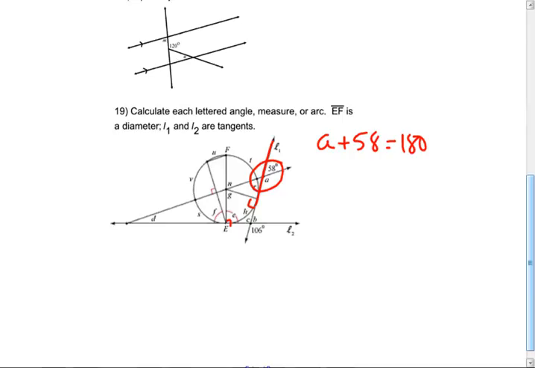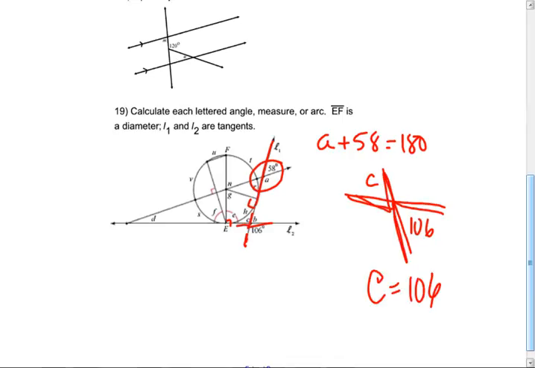Well, just keep working around it. You know how big C is. How big is C? What kind of angles are these? TJ? This is C, this is 106. No? Yes. They're vertical. Do you see the V? This is how you do this one. This is a V. So what's C? 106. But if you go in alphabetical order, it's easier.